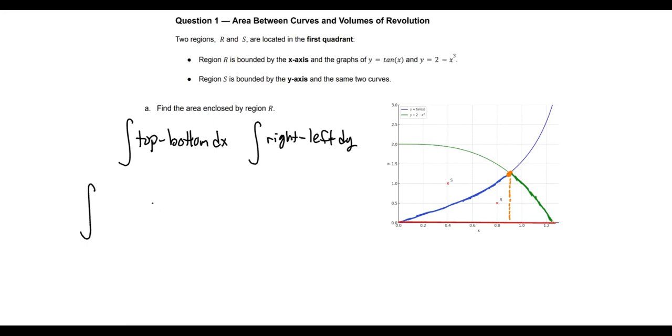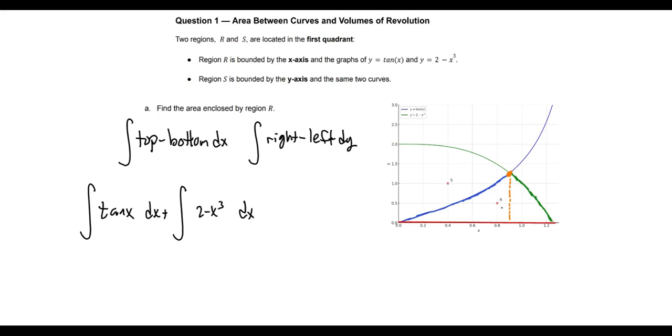So let's set this up. We have our first integral. We have our second integral. The first integral, the top function is the blue one, which is tangent x. Then for the second integral, it's the green one, which is 2 minus x cubed.